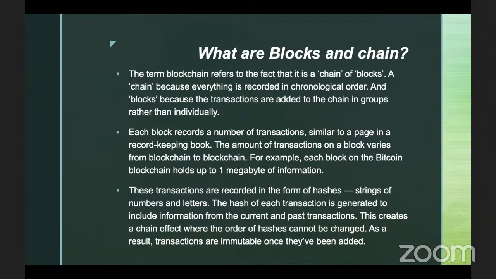The amount of transactions on a block varies from blockchain to blockchain. So there are different kinds of blockchain where the block sizes vary. You can say there are different kinds of books of different sizes. There are small books, there are big books. The small book is one kind of blockchain where the page size is less. One page can contain less information, and all the pages are connected through page numbers.